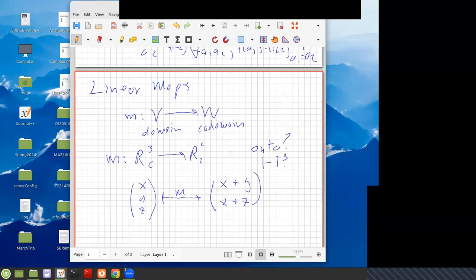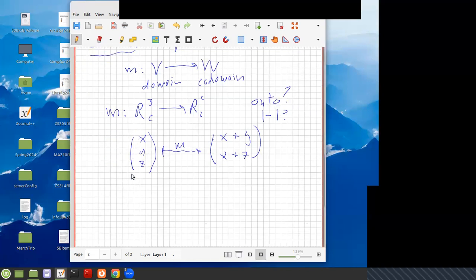Onto, one-to-one. But what about this word linear? Okay, well, a linear map is a map between vector spaces that, in some sense, preserves structure. What we mean by that is linearity.